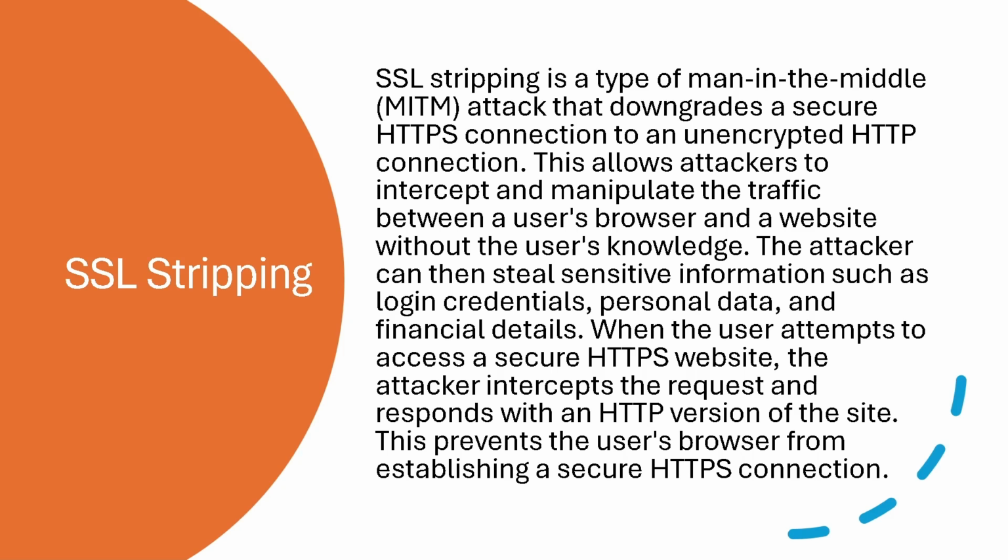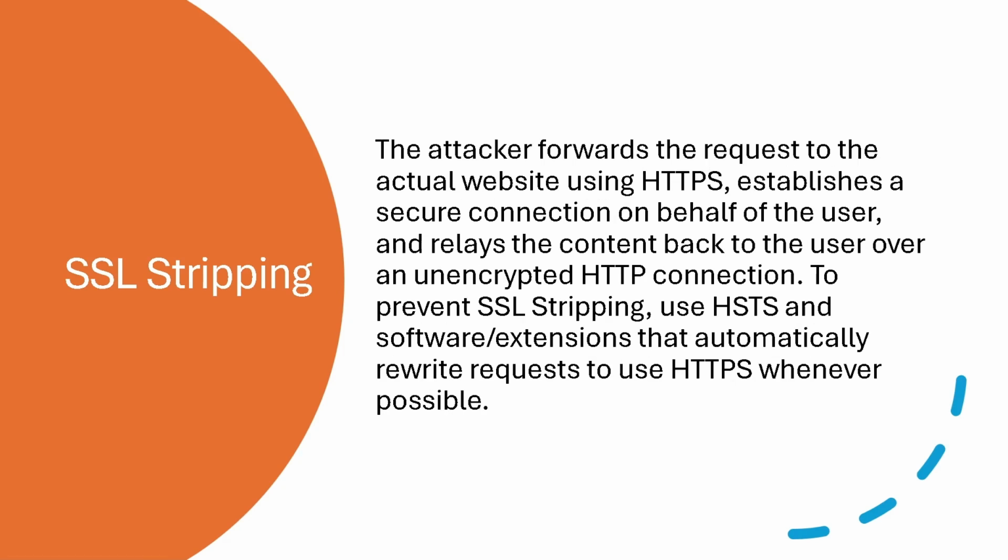When the user attempts to access a secure HTTPS website, the attacker intercepts the request and responds with an HTTP version of the site. This prevents the user's browser from establishing a secure HTTPS connection. The attacker then forwards the request to the actual website using HTTPS, establishing a secure connection on behalf of the user, and relays the content back to the user over an unencrypted HTTP connection. To prevent SSL stripping, use HSTS and software or extensions that automatically rewrite requests to use HTTPS whenever possible.